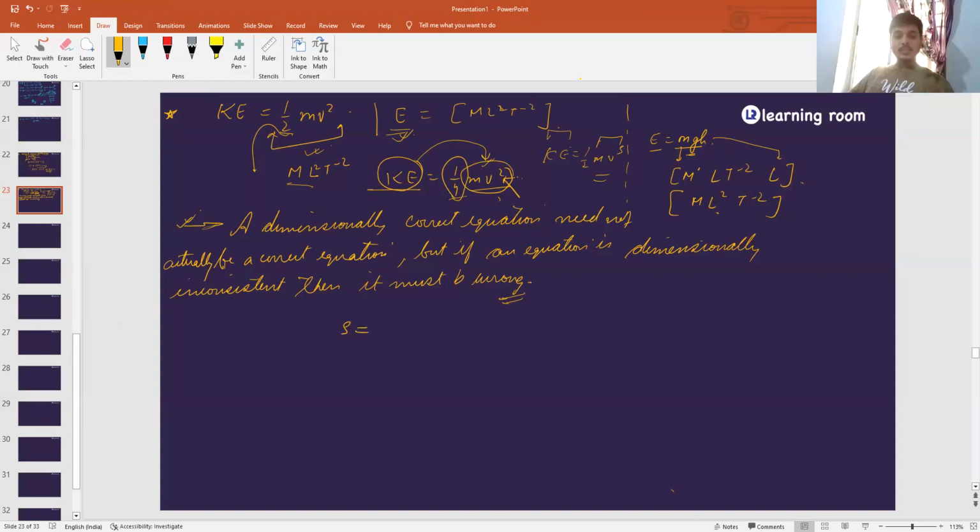Write it down. And check whether this equation is correct or not, where S is displacement, U is initial velocity, T is time, A is acceleration. Do it fast.